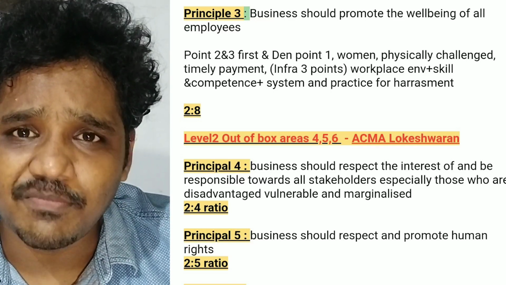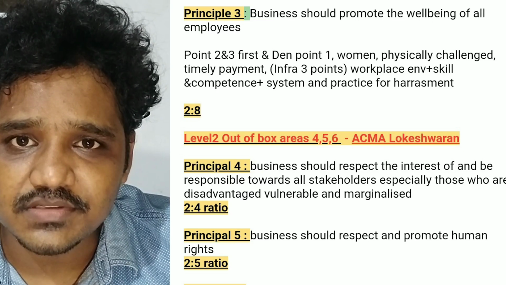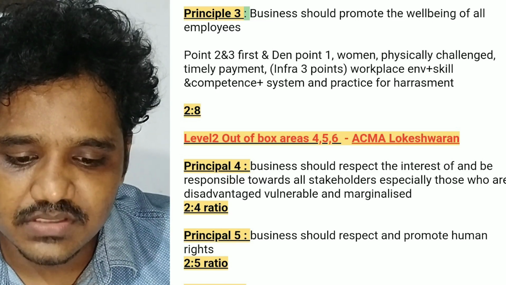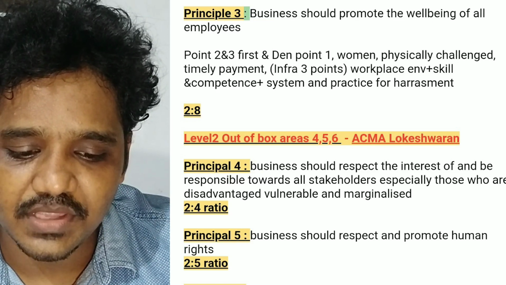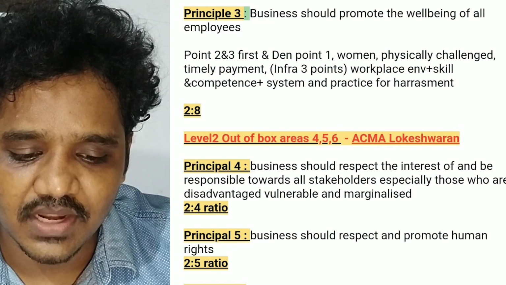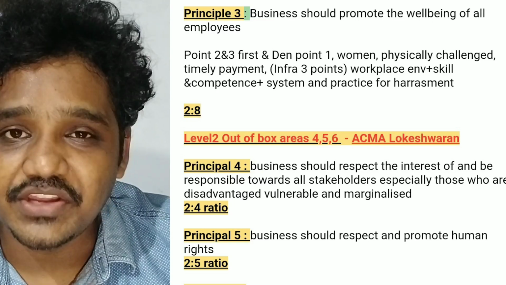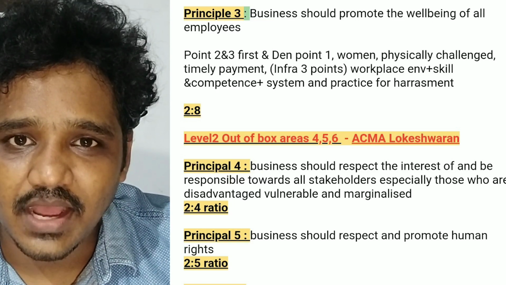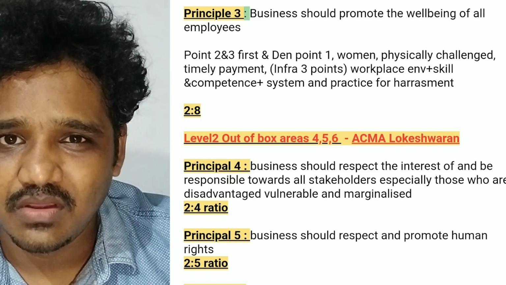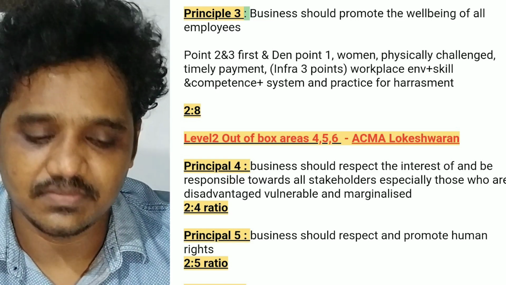Like I said, out of the box. Out of the box means think about all the stakeholders affected by your business. Business should respect the interest of and be responsive towards all stakeholders, especially those who are disadvantaged, vulnerable, and marginalized. And the ratio is 2:4. That means there are 2 principles and 4 points with respect to core elements. Okay, let's go to the 4 core elements.